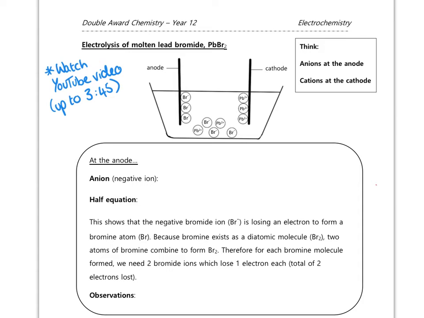So first of all, we're going to look at the electrolysis of molten lead bromide, which has the formula PbBr2. What I would like you to do before you proceed with this video is to pause and to watch the YouTube video that I have attached in Google Classroom. This video really helpfully shows you that electrolysis reaction actually happening. It means you can actually visualize the observations rather than just learning them off. So please take the time to watch that. It's a really helpful video.